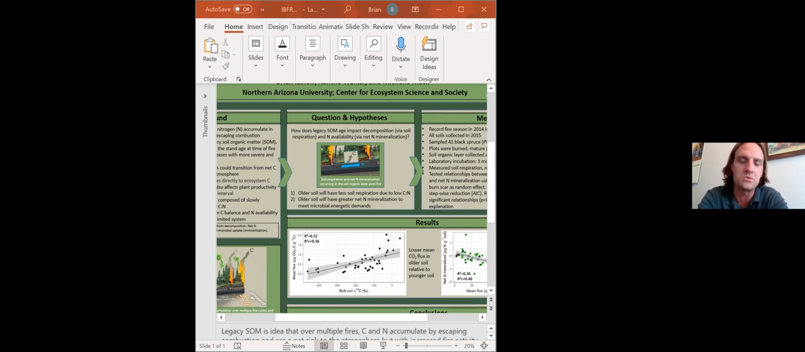We tested our hypotheses with linear mixed effects models and found that older soil had lower soil respiration and more net nitrogen mineralization, primarily because of microbial activity in the soil profile. So we found legacy soil organic matter in 95% of our soil profiles. And the ages of those soils range from 8 to several centuries. So our findings suggest that legacy soil organic matter age contributes to decomposition and nitrogen availability, and that it has implications for ecosystem carbon balance and plant productivity.